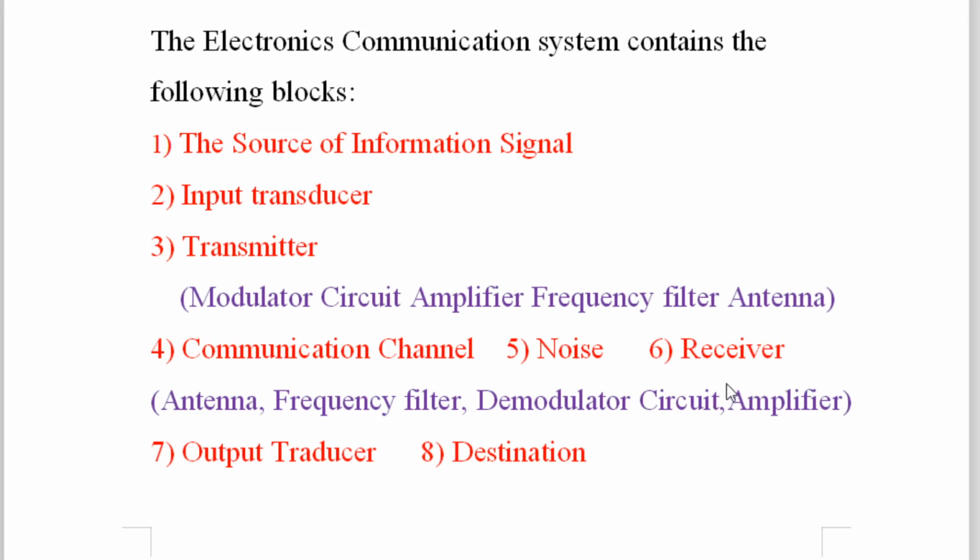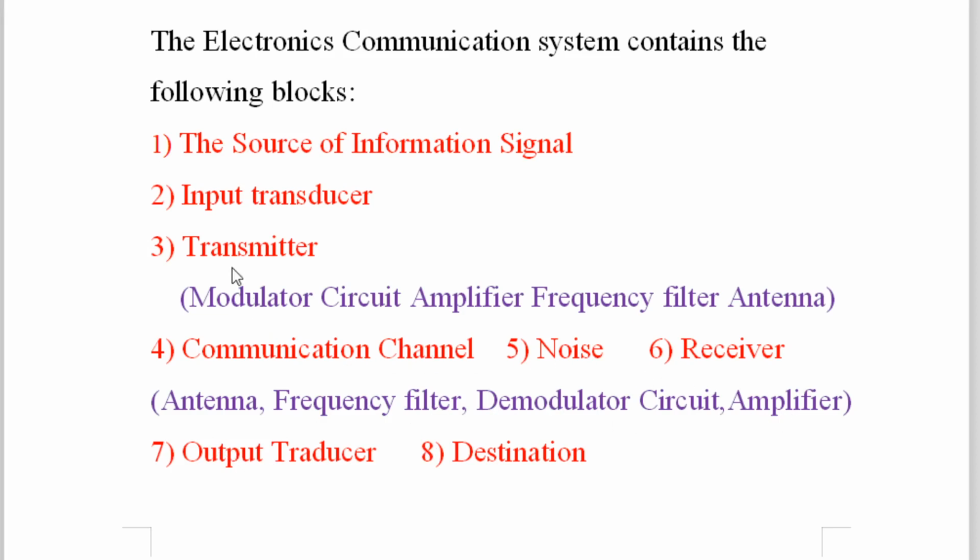Now again, if you come to the receiver, look at the receiver. In the receiver, again, there are various small circuits, like in the transmitter. These are very important blocks. In the receiver you want to collect the information. The small electronic circuits in the receiver are the antenna, frequency filter, demodulator circuit and amplifier circuit.